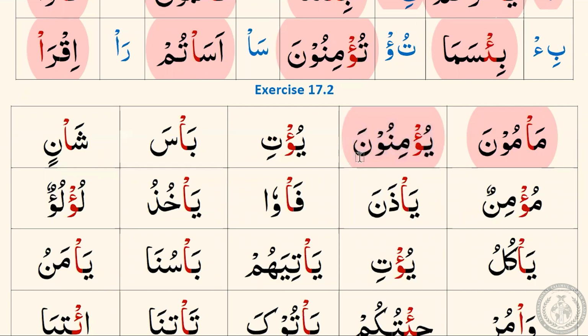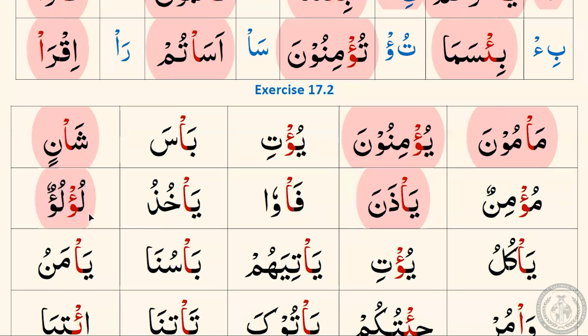Okay, have a go at this one. On the Hamza Sakin here, this red letter, there's a Hamza Sakin, so we need to give a little bit more of a jerk, okay? Yu'minuna. Good. Have a go at this last one here. Sha'min. Good. Have a go at this one. Ya'izana. Okay, say that once more for me. Ya'izana. Good, well done.